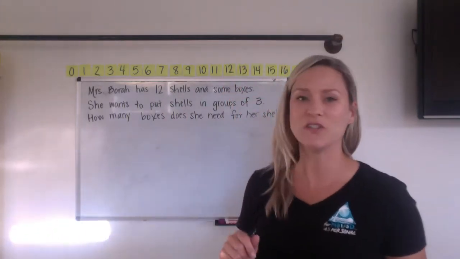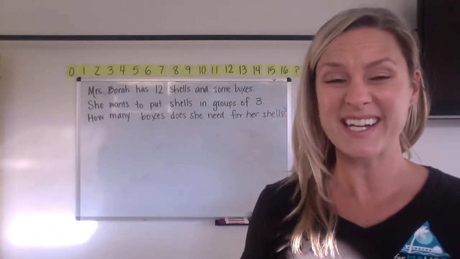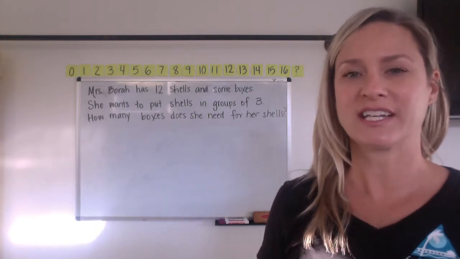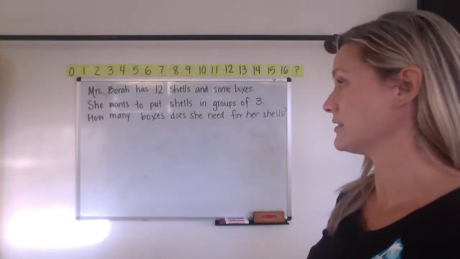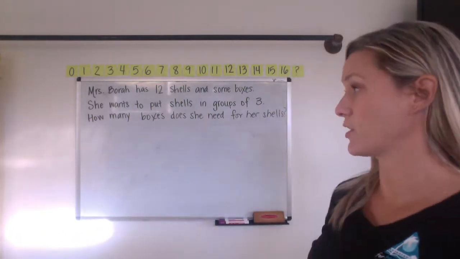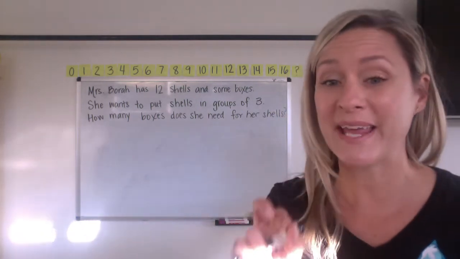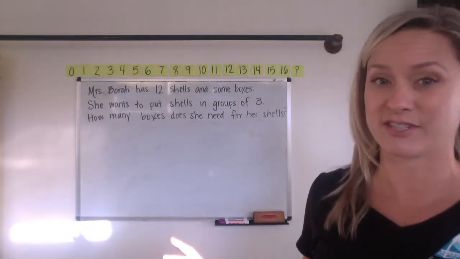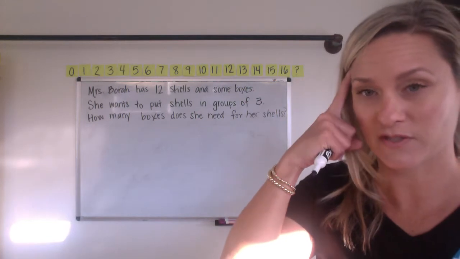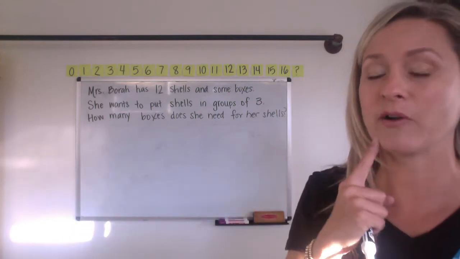So we've got Mrs. Bora has 12 shells and some boxes. She wants to put shells in groups of 3. How many boxes does she need for her shells? You know the drill, right? We have to get the picture in our head, so I need you to stop and make sense of the story and make sure you have the picture of your story in your mind. I'm going to read quietly back to myself.